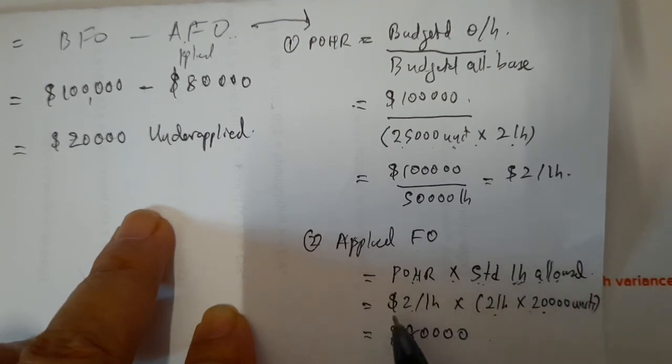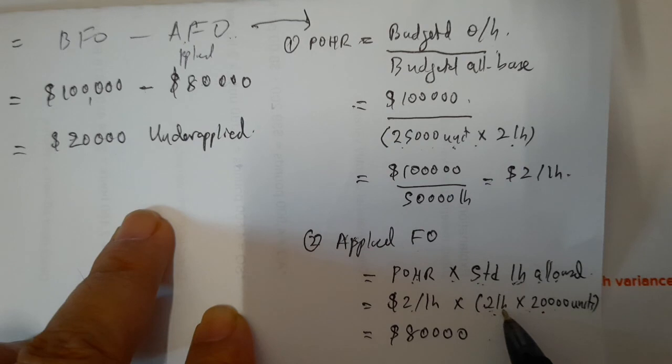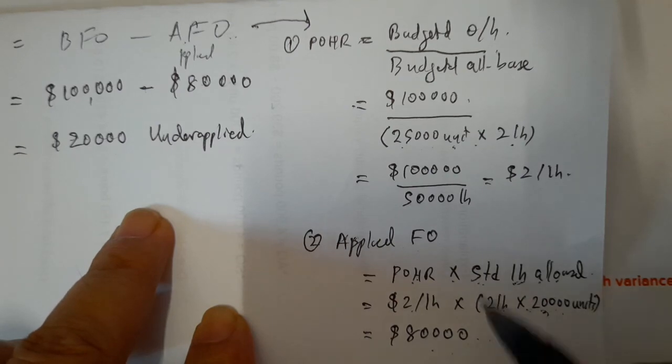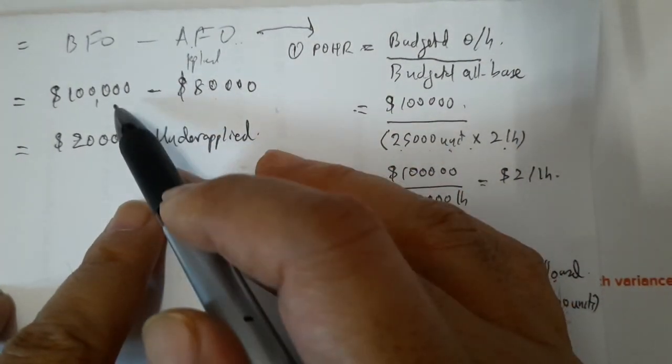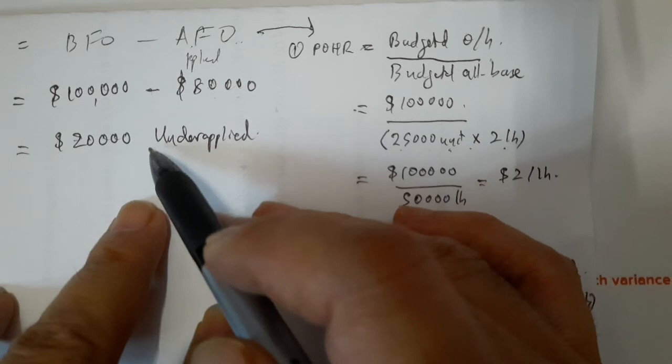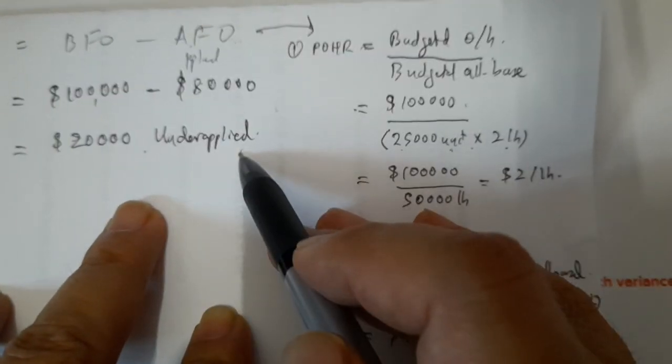In this example, the POHR is $2. The standard labor hour allowed for the actual quantity of production is this. For every 1 unit, according to the standard, 2 labor hours. And during August, the month related to the sample question, 20,000 units of product have been actually produced. So applied fixed overhead for this question is 80,000. Now you put the 80,000 here. 100,000 budgeted fixed overhead minus 80,000 applied fixed overhead. So the difference is 20,000 under applied.